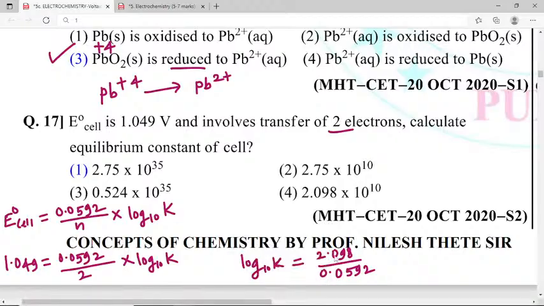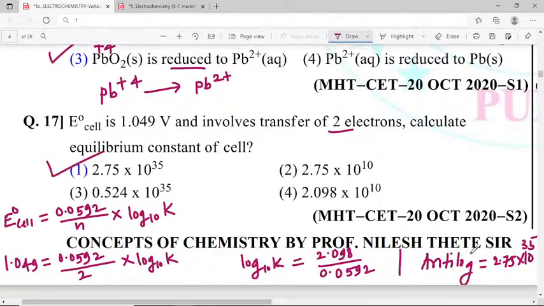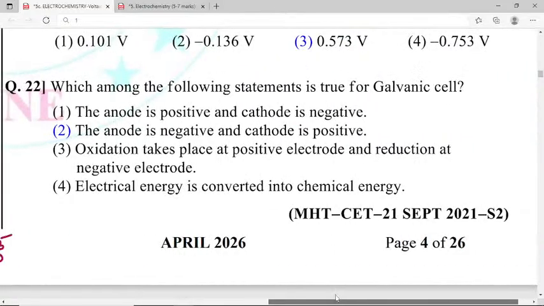So this is the K. If you divide this, we will get the answer, something like 20 point something. Okay, and then by taking the antilog of both sides, we get 2.75 into 10 to the power 35. 2.75 into 10 to the power 35 is your answer. Okay, next question.